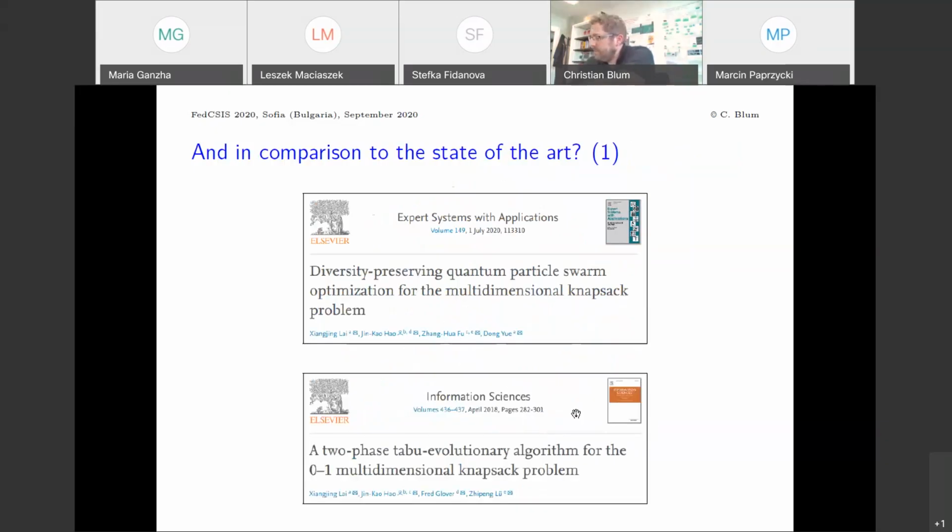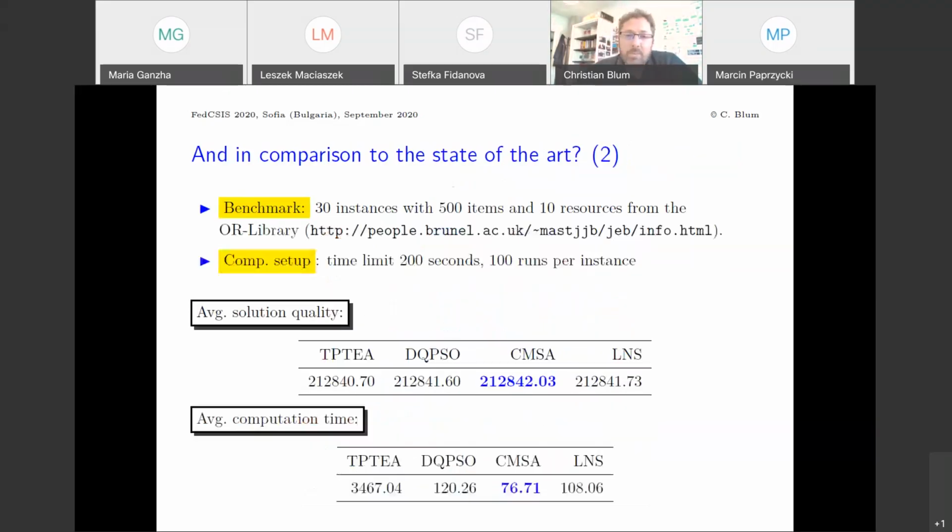I think I will come to an end. So this is just a comparison to the state of the art. A reviewer of this paper asked for a comparison to the state of the art. Actually, we never thought about it because our aim was different. But when we did it, we could show that our algorithms, even though they are very simple, are on level with state of the art heuristic optimizers for the multi-dimensional knapsack problem.